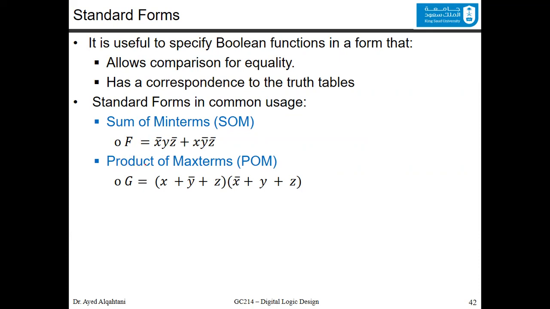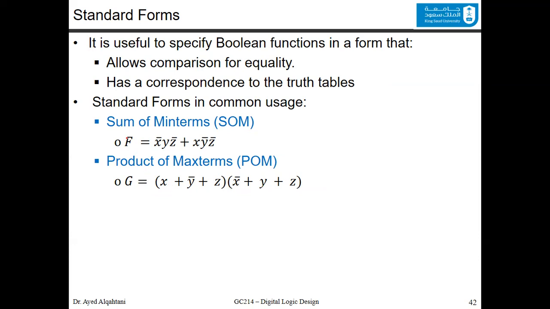The other type is the product of max terms, POM. That's the other standard form. For example, if we say g is equal to x or y bar or z, ANDed with x bar or y or z. You can see again that g has three inputs, and in those two terms, each one of them has all of those inputs with the variable in its original form or its complement form.